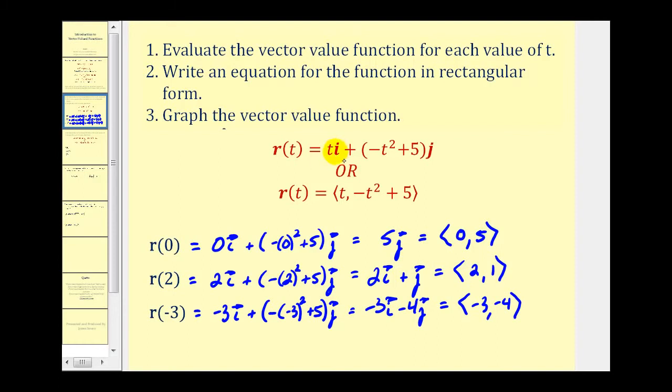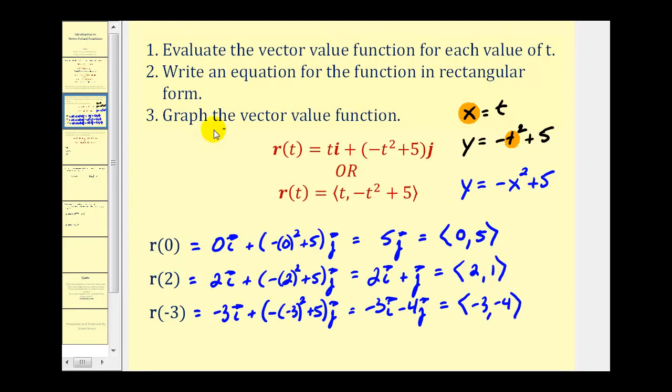Well, here we have the x component, and here we have the y component. So x would be equal to t, and for the y component we have y equals -t squared plus 5. Well, if we need an equation in terms of x and y, and x is equal to t, we can perform substitution into the second equation, replacing t with x. So an equation for this curve in rectangular form would be y equals negative x squared plus 5.